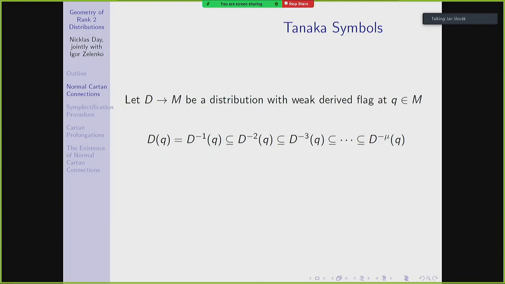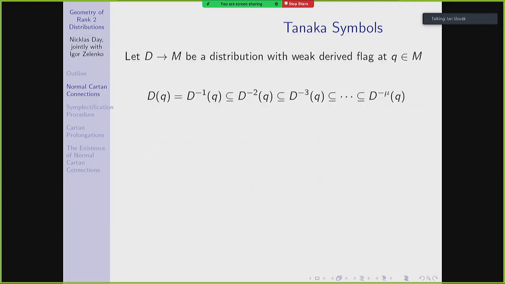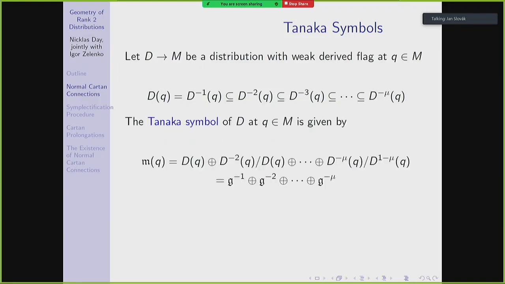So we're going to start with a distribution on some smooth manifold, and we'll take the weak derived flag of this thing and label it negatively. So at each point, d negative i is just the previous one, d negative i plus 1, plus brackets with d. And this weak derived flag hopefully gives a filtration of the tangent bundle. I mean, hopefully d negative mu is actually the tangent space.